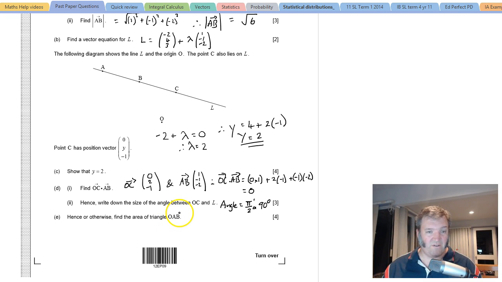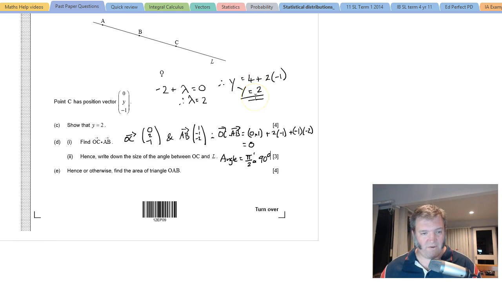Well, there's a few things you can do here. You can do a right-angled triangle. So we've got OA. We could find OC and just do half base times height. That would work fine. Otherwise, you can do half AB sine C. It's really up to you to choose which one you want to do. I'm running out of a bit of room here to do all the working, but we'll see how we go.